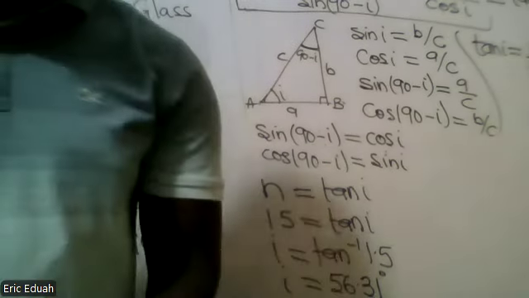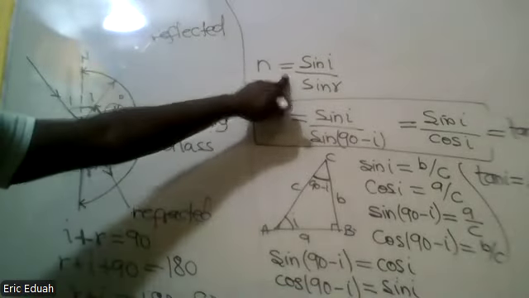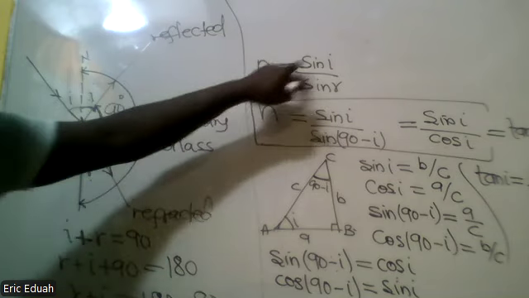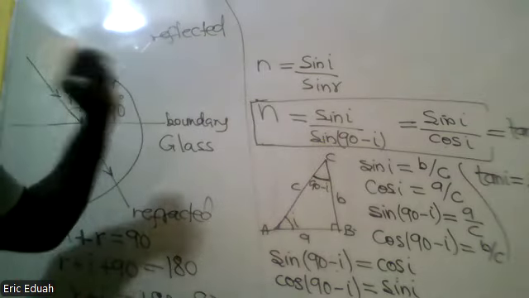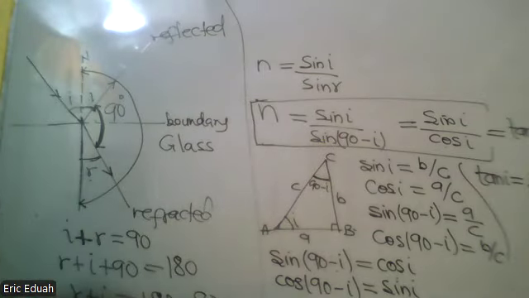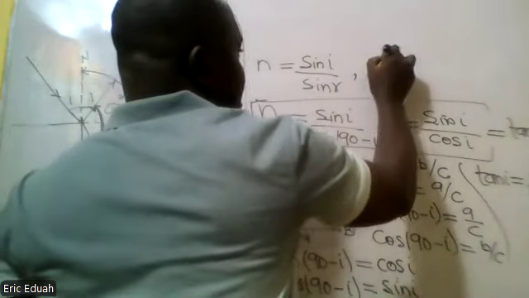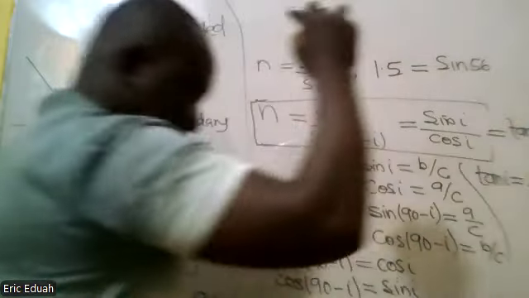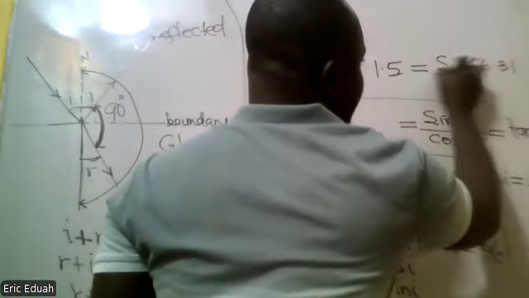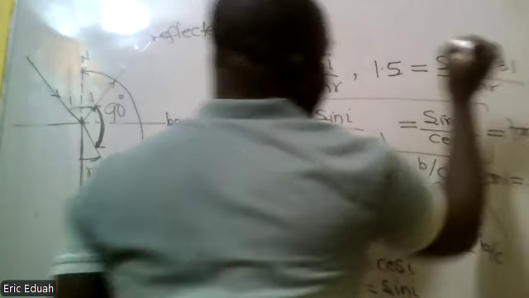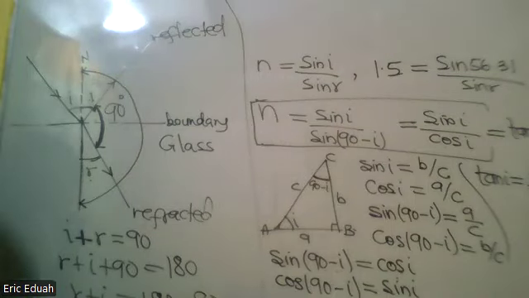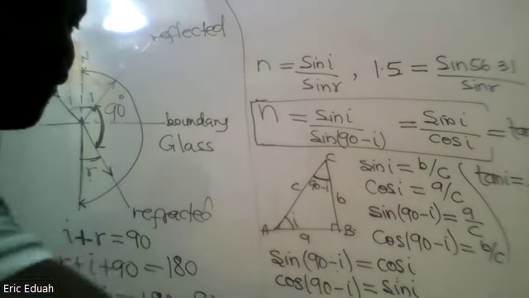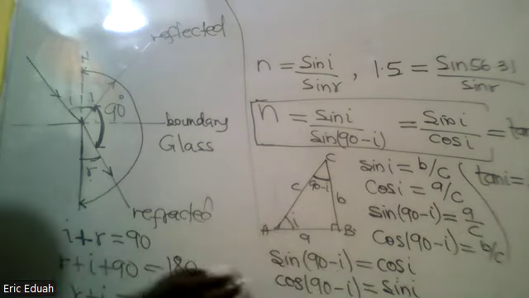All right, back to the class. You see, the refractive index is equal to sine I over sine R. So if you just divide, it's a problem. It should be 1.5 is equal to sine of 56.31 divided by sine of R. Making sine R the subject would help you find the angle of refraction.